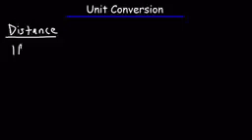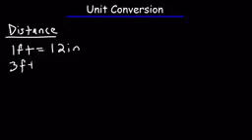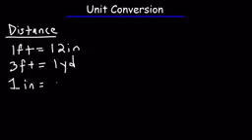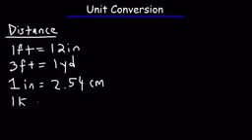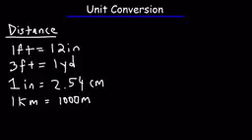You need to know that there's 12 inches in a foot. 3 feet is equal to 1 yard. 1 inch is equivalent to 2.54 centimeters. 1 kilometer is equivalent to 1,000 meters. And these are some very common conversion factors that you might come across when dealing with unit conversion problems.